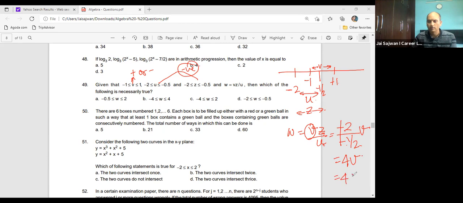What is the largest possible value of V? I'll say 1. So this is the maximum value. The smallest possible value of V is -1, which gives -4 as the minimum value. So I'll say the range in which it is going to lie is -4 to +4. B is the correct answer. Fine, clear. I hope it is clear.